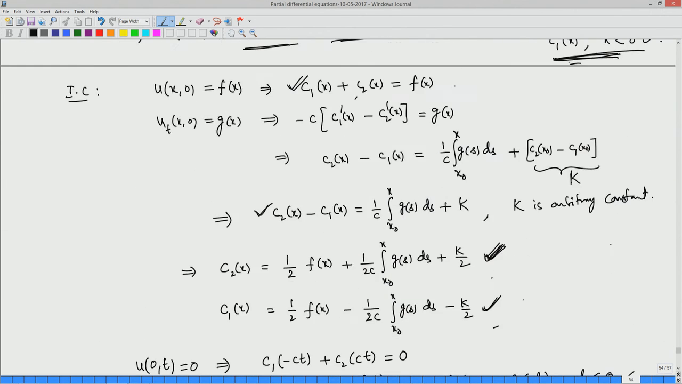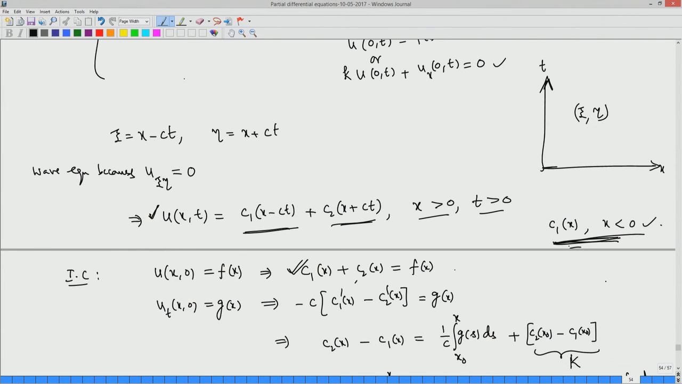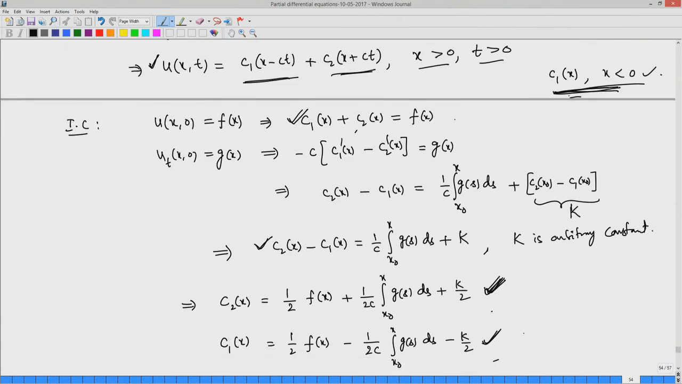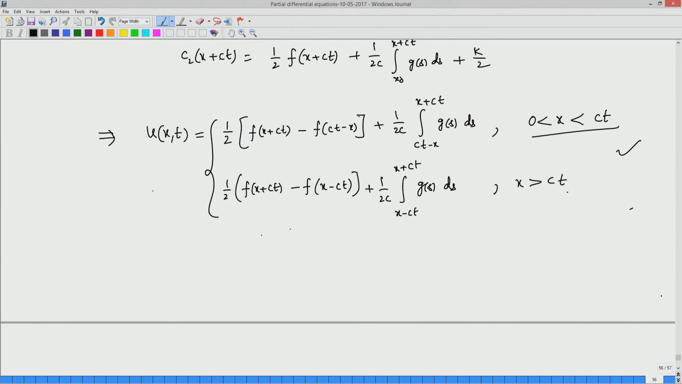This is the solution for this initial boundary value problem that we are talking about, a new general approach. This is the general approach to solve the wave equation on the semi infinite domain 0 to infinity, and this is the boundary condition we used, fixed edge. For the fixed edge, this is what we found.